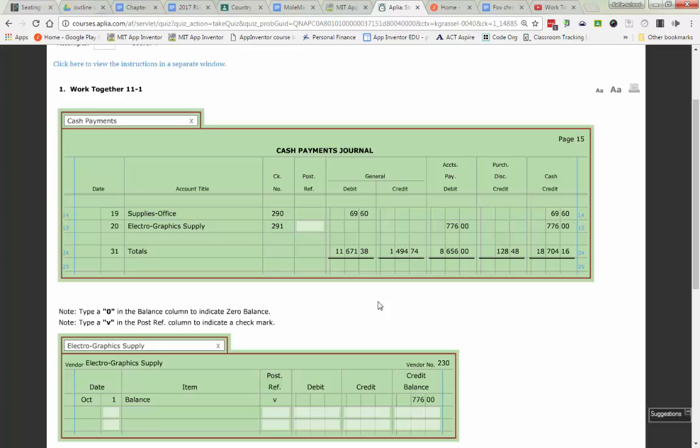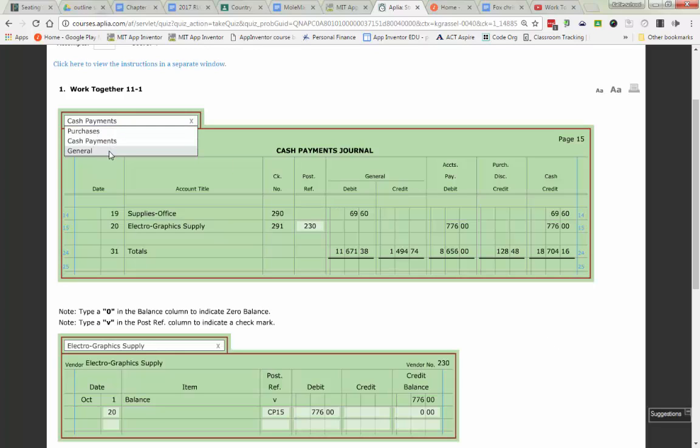So go ahead and put the date in there of the 20th. Post reference, I'm going to do CP, standing for cash payments, 15, standing for 15. And I'm going to debit for $776. What do I do in the balance column? Well, if you read your directions right here, it tells you type a 0 in the balance column to indicate a 0 balance. There is only one balance column, so I'm just going to put in 0. Last step that I do is put account number 230 back up on top in my cash payments journal.